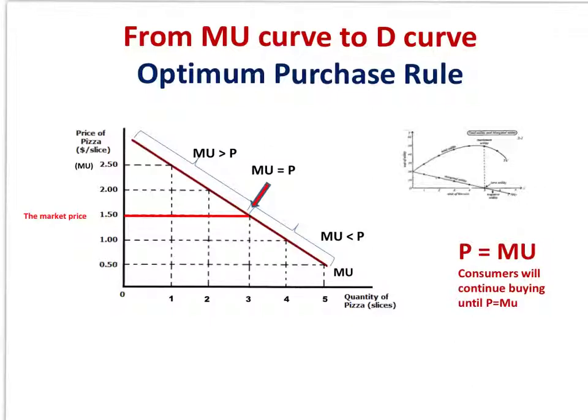So consumers will stop buying at this point here where price equals marginal utility. This relationship is called optimum purchase rule, and it states that consumers will continue buying until price equals marginal utility.